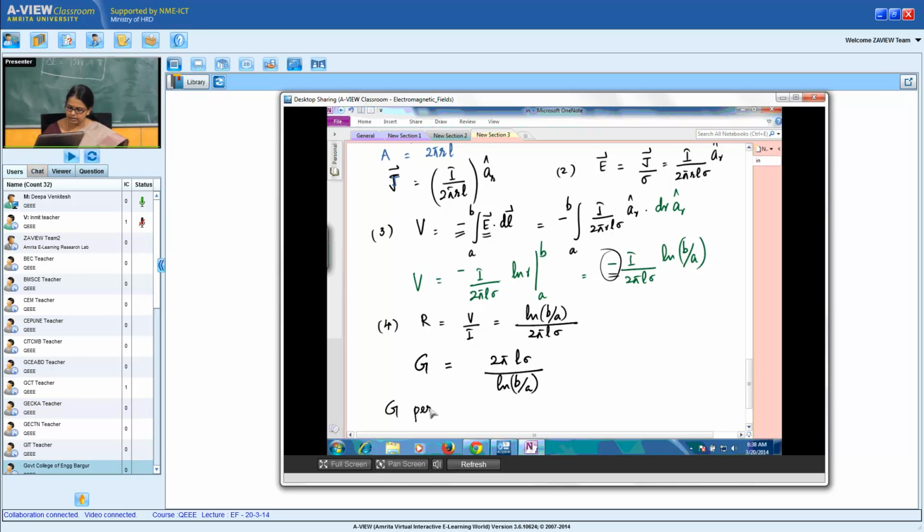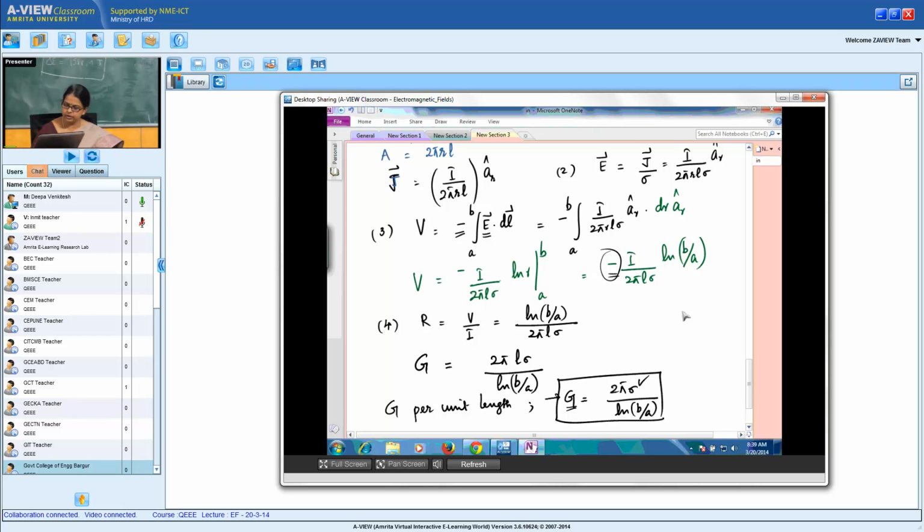And in a transmission line we define these parameters per unit length. So G per unit length is equal to 2 pi sigma over ln b over a. In terms of the physical parameters of the line, we managed to define the conductance. Remember, for a pure dielectric, this sigma is close to 0. So your conductance would always be negligibly small.